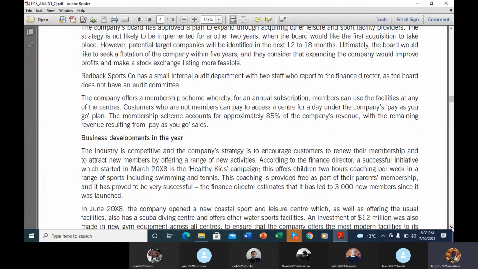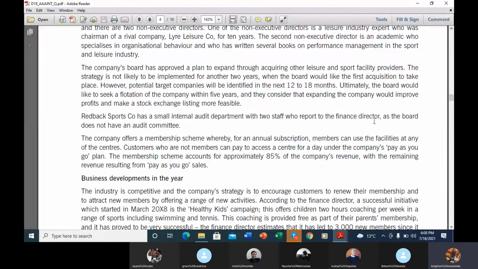Let me go to the second paragraph. They're saying the board has approved a plan to expand through acquiring other leisure and sport facility providers. This strategy is not likely to be implemented for another 2 years. The board would like the first acquisition to take place when potential target companies are identified in the next 12 to 18 months. Ultimately, the board would like to seek a flotation of the company within 5 years, and the expansion would improve profits and make a stock exchange listing more feasible.